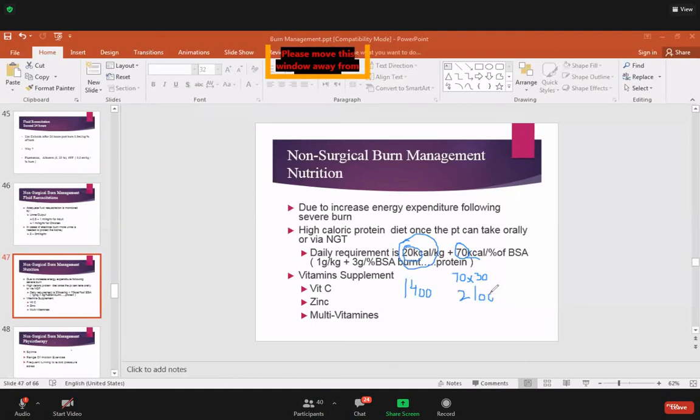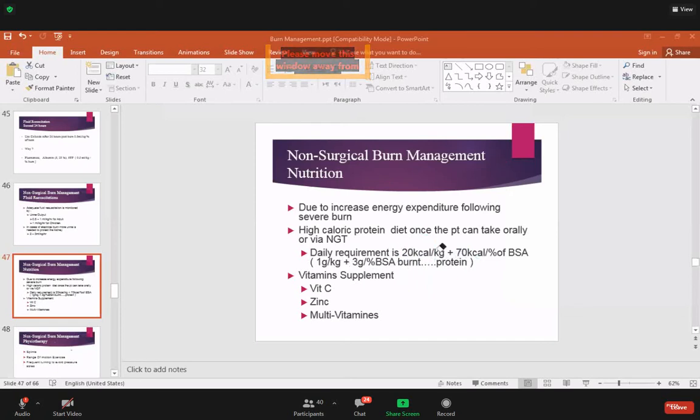And these are non-protein calories. Protein you have to add separately to these patients. The routine we follow is giving 150 kilocalories to 1 gram of nitrogen, and 1 gram of nitrogen corresponds to 6.25 grams of protein. So you have to calculate proteins according to that. And you have to add a protein requirement of about 3 grams per body surface area burnt also in the burn patient.